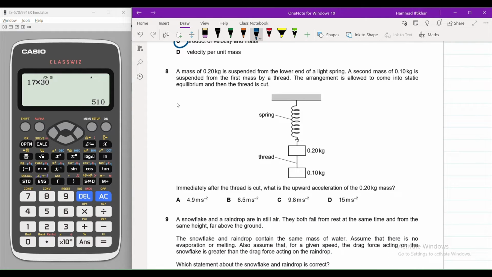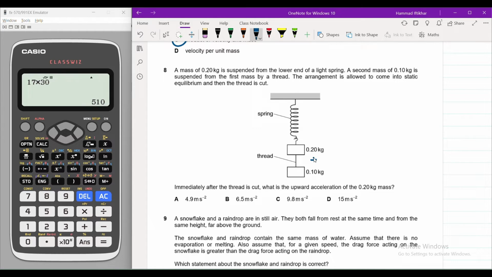A mass of 0.2 kg is suspended from the lower end of a light spring. A second mass of 0.10 kg is suspended from the first mass by a thread. The arrangement is allowed to come into static equilibrium, and then the thread is cut. Immediately after the thread is cut, what is the upward acceleration of the 0.2 kg mass? When the masses are connected, the tension force in the spring is going to be equal to the combined weight, so F is 0.2 plus 0.1 times 9.81.